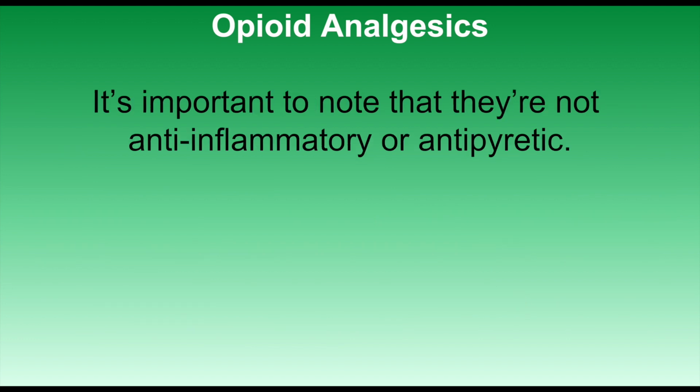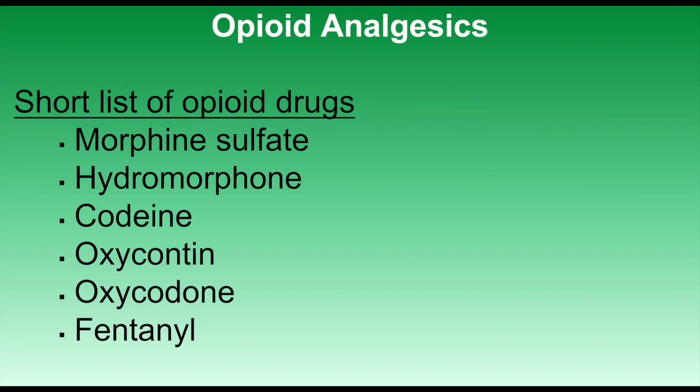It's important to note that they are not anti-inflammatory or antipyretic. These don't have any anti-inflammatory and antipyretic effect. Here is a list of opioid drugs: morphine sulfate, hydromorphone, codeine, oxycontin, oxycodone, phentermine.